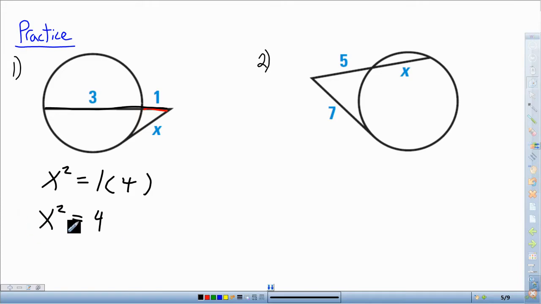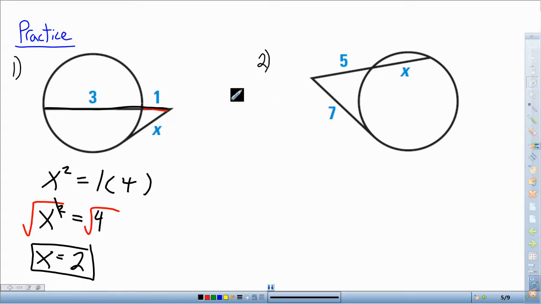All right, and be careful. It'd be tempting maybe to stop here, but we have to get rid of the squared, which is undoing it with square rooting both sides. All right, and this turns out kind of nice. Most people have memorized that the square root of 4 is 2. And there it is.